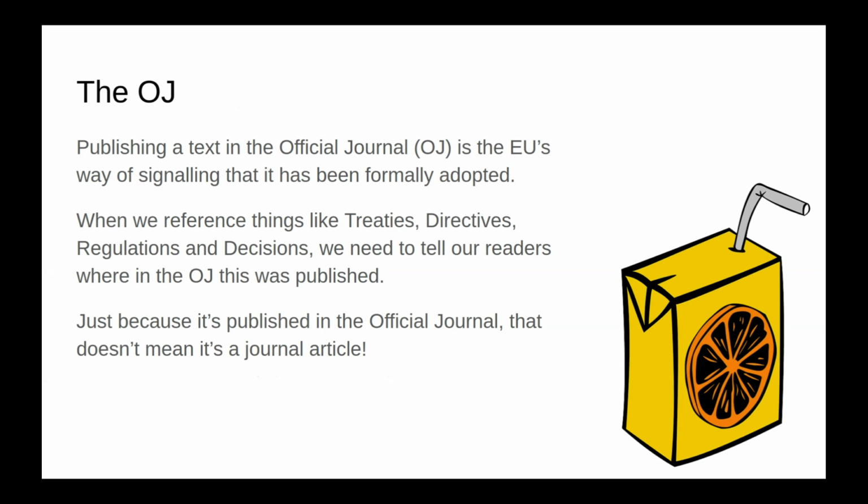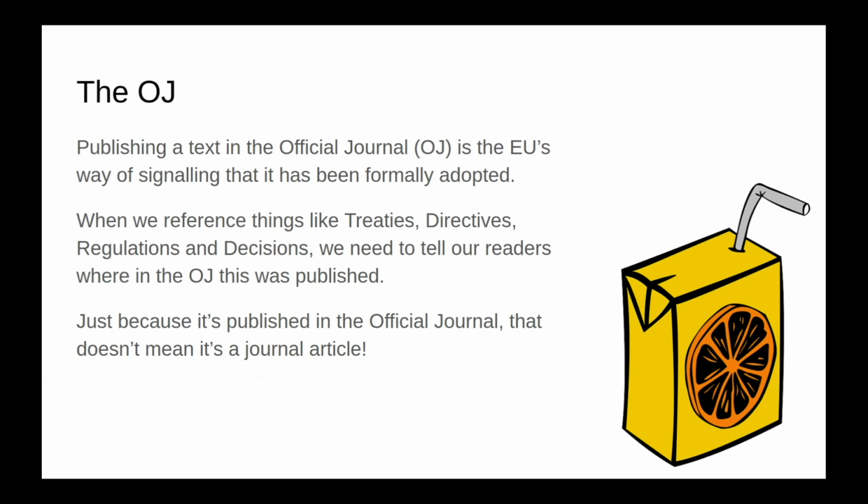The Official Journal of the European Union, usually just called Official Journal, is where EU legal documents are formally published. So much information is published in the Official Journal that it's split up into a handful of smaller series. Most of the things we use are in the L volume. Here, L stands for legislation. Very occasionally, things will be in the C volume. As you'll see in a moment, we need to give our readers information about where in the official journal they can find our sources.